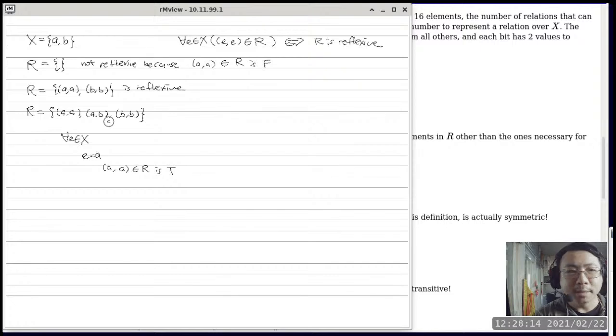Very good, right? And then in the next iteration, we say, give me another member in X so that we can bind E to that other member. Now that's the other one, which is B. When we evaluate that condition, BB is in R is also true. Then when you go back to the beginning of the loop and ask for another one, the loop is going to say, nope, this is it. There are only two elements. We have evaluated this condition for every element in X already, and for every single element in X, the answer is true.